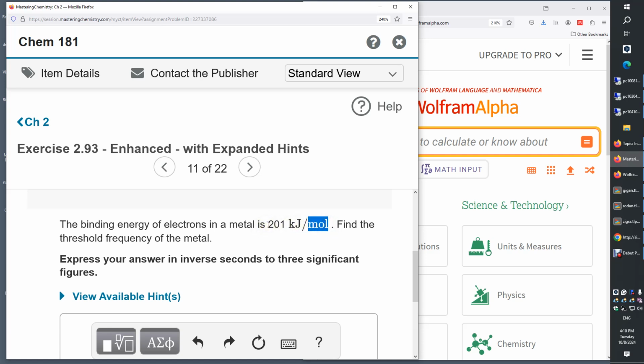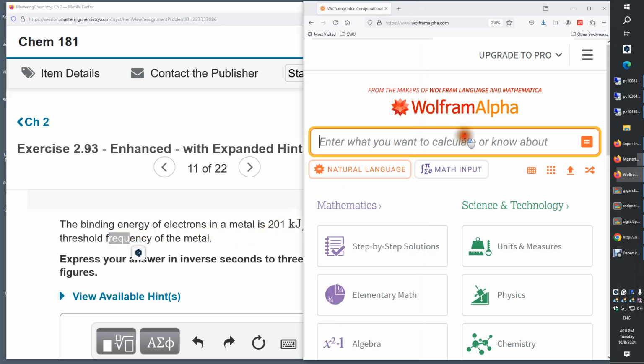So, first step, we convert this to joule per electron, and that would be the amount of energy of the photon. And then we have the energy of the photon divided by the Planck's constant. We'll get the frequency. So I'm going to use Wolfram Alpha to do the calculation.